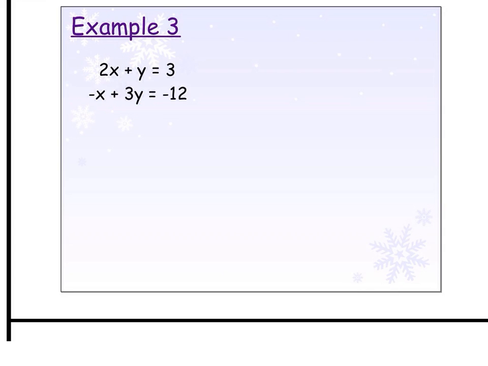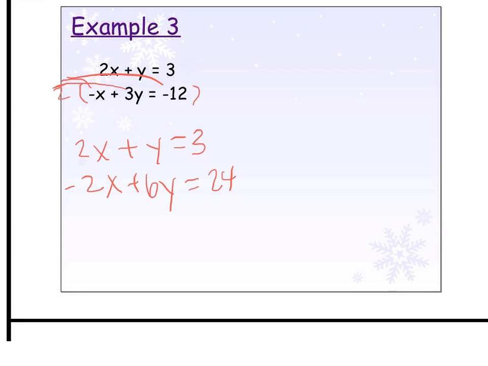We just have to multiply one of our equations by something so they match up. So in this case, I'm going to take this bottom equation and I'm going to multiply it by 2. So my top equation is going to stay the same, 2x plus y is equal to 3. But now that bottom equation is going to become a negative 2x, make sure to distribute all the way through, plus 6y is equal to 24. Now I have a 2x in my top equation and a negative 2x in my bottom equation.